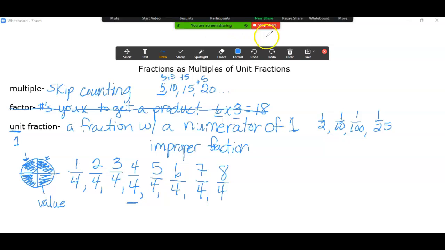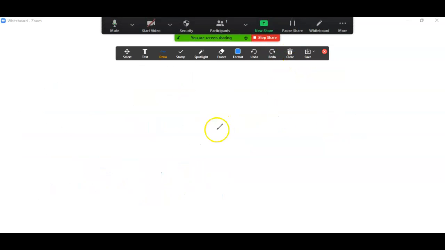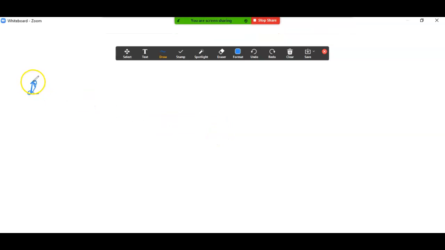I'm going to go ahead and clear this. The first fraction that we're going to start with is, whoa, that looked weird, 2/3. So the first thing I want to do is draw a model of 2/3. I like to draw a peace sign for 3s. So I have 1, 2, and that's 2/3.